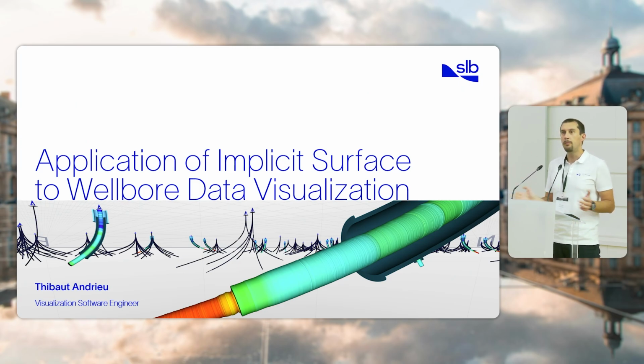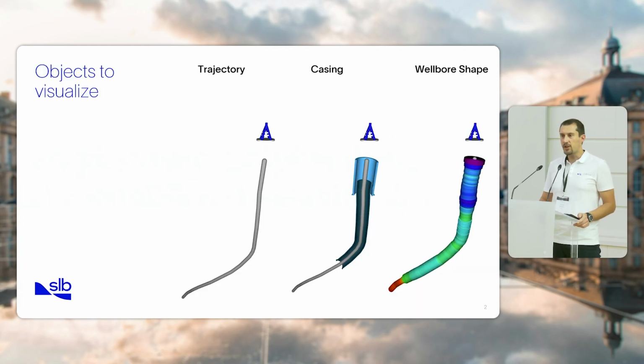So this represents a lot of data to visualize. Typically, a wellbore can be up to 15 kilometers in length, and we take one measure every 10 centimeters, and there can be thousands of wellbores in a whole field. In this presentation, we will focus on three types of data.